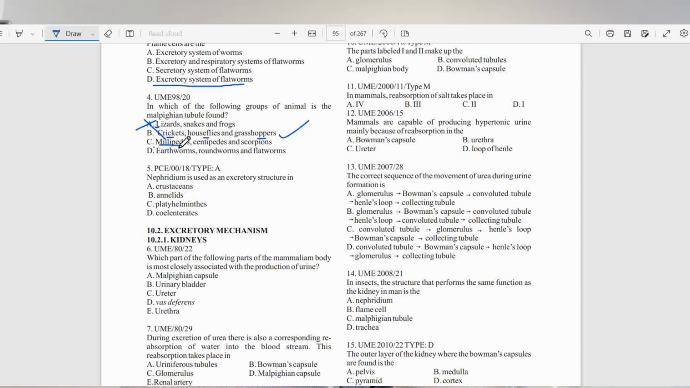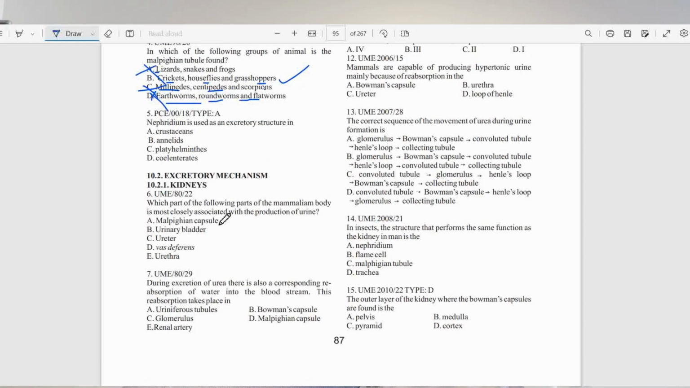If you consider option C, millipede and centipede are not insects, so that cancels it out as well. If you look at option D, earthworm, roundworm, flatworm, these are not the right option. So the answer is option B.